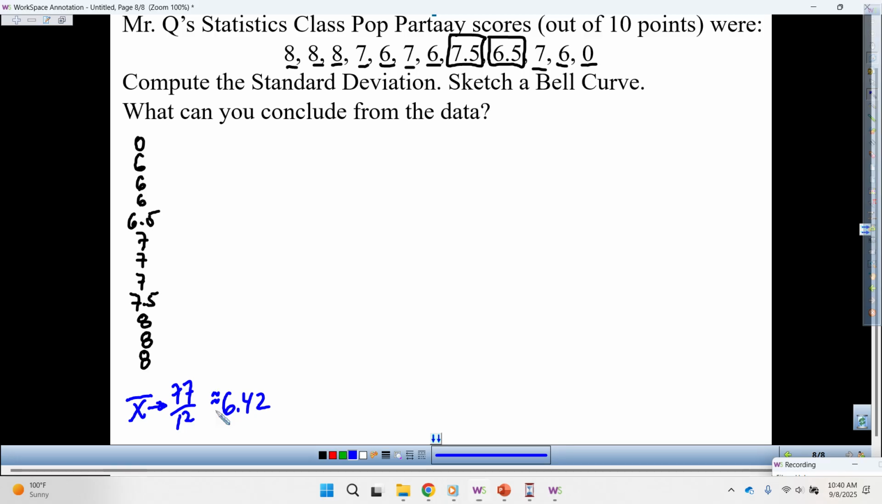What do we do next? Tell your neighbor. And we have Aubrey's going to enlighten us. What do we do next with that number? Subtract it from the numbers? Yeah, subtract 6.42 from all these numbers.